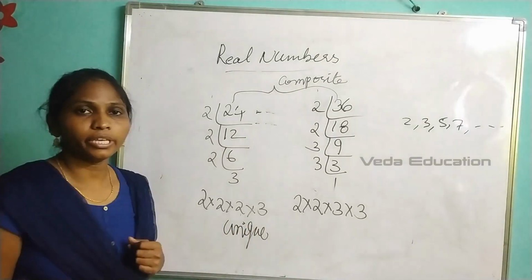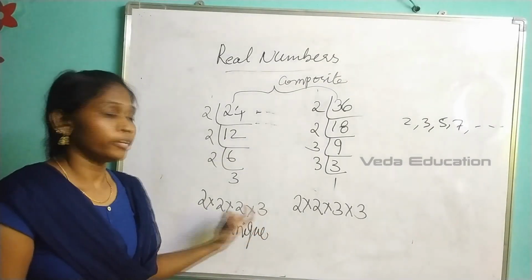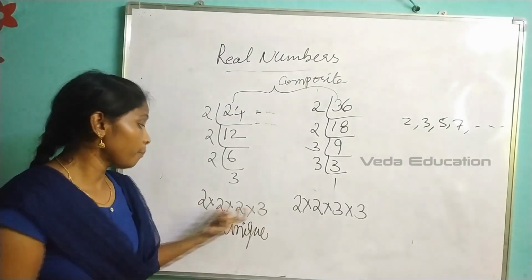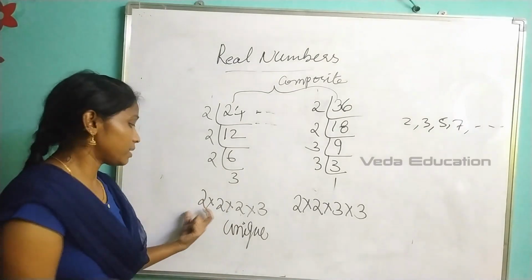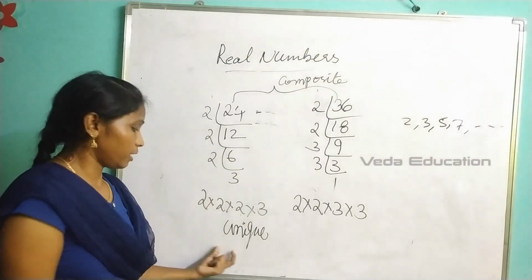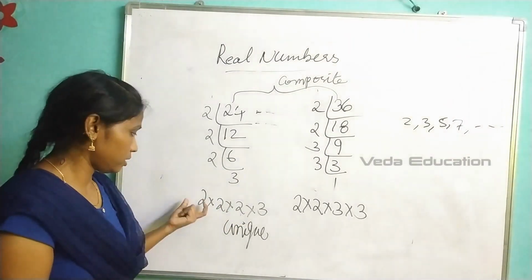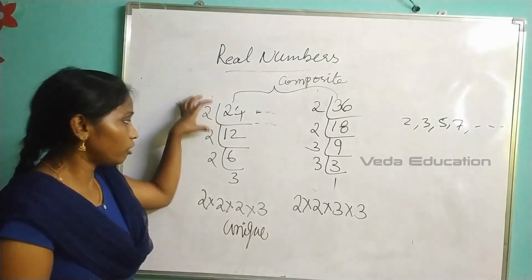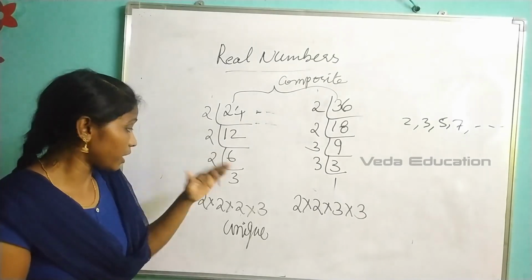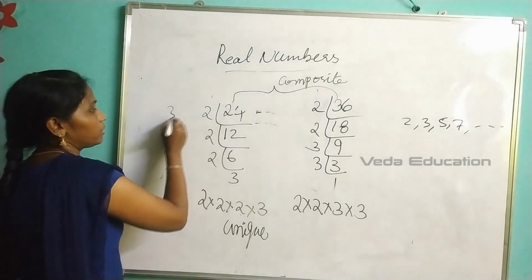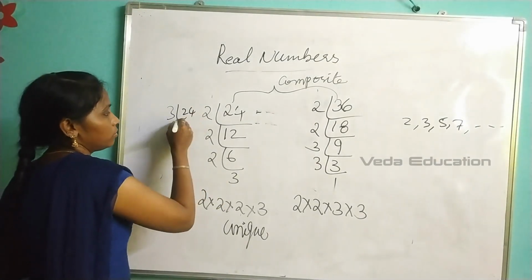Why is it called unique? Apart from the order, we will get the same prime factors. What are the prime numbers involved in this? You will get the same pattern. Apart from the order, the same prime numbers will be involved in solving this composite number. Got it? If you start with a 3, again you will get the same prime numbers.